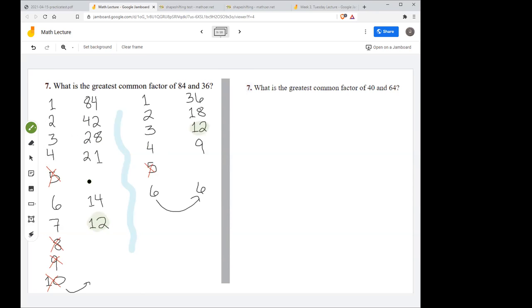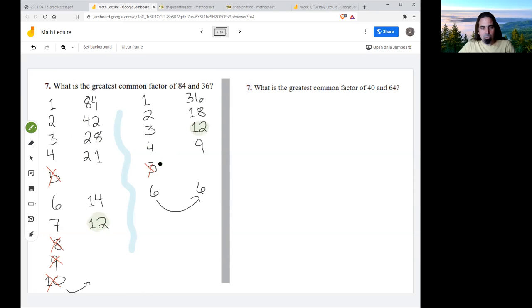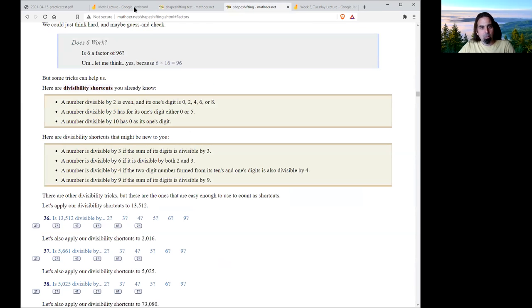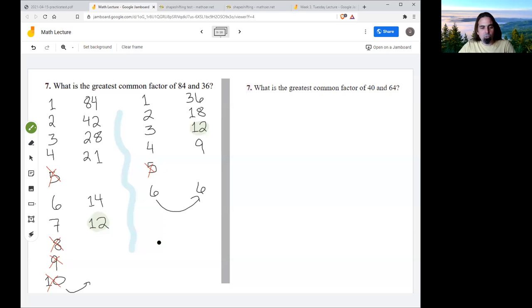Sorry. So this is very slow and methodical. It's a little faster if you're good at those divisibility rules. But there's a quicker way to do this if you are making factor trees. Let's go over that with the other side. Now I'm looking for the greatest common factor of 40 and 64. So I will make my 2 factor trees.